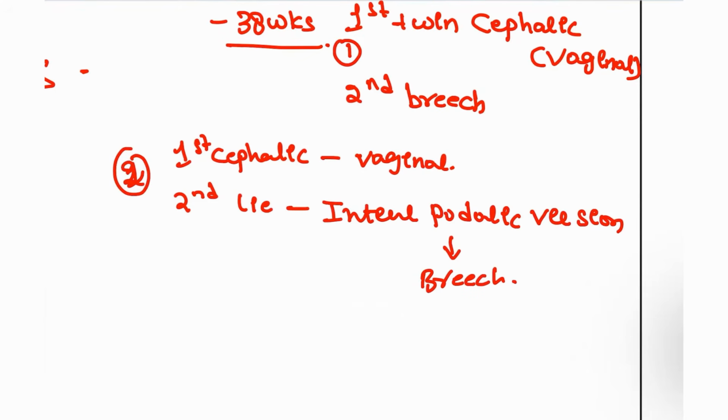And always remember, if the first twin is cephalic, the delivery should be vaginal. Only the second twin depends, whether it is breech or lying transverse, and then we proceed accordingly. If the internal podalic version is not successful, then we can go for cesarean section also.